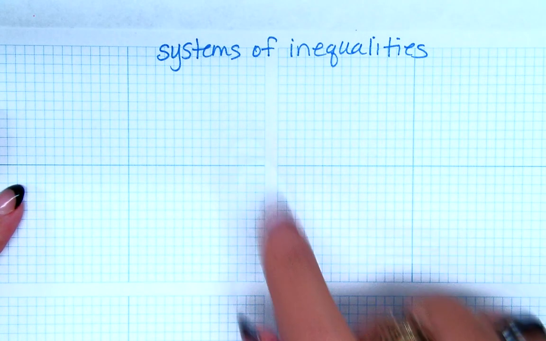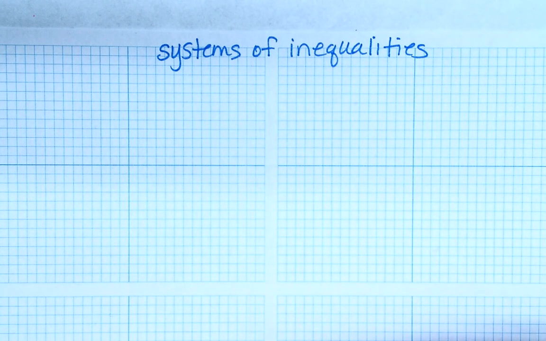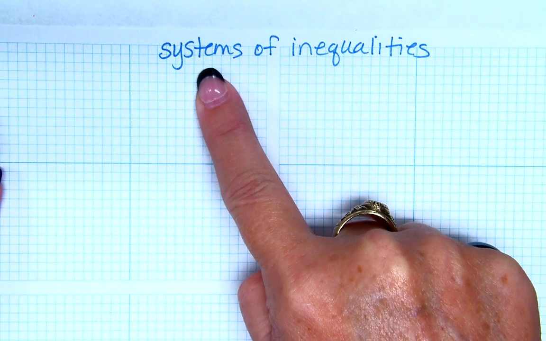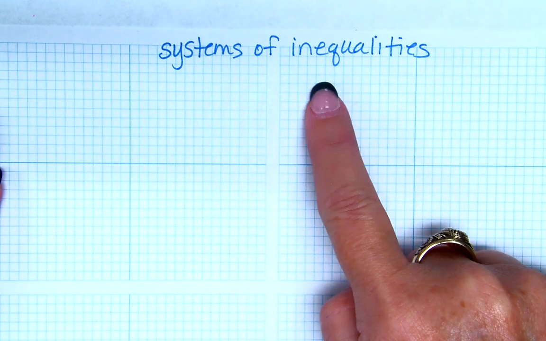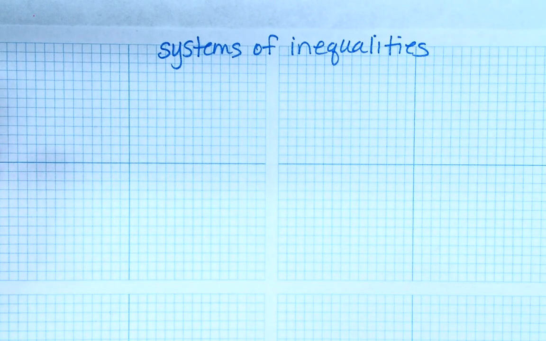Today we're talking about systems of inequalities. What is a system of inequalities? More than one inequality. Okay? Where is the solution to a system of equations? The point of intersection, right? The point of intersection is the solution to a system of equations.